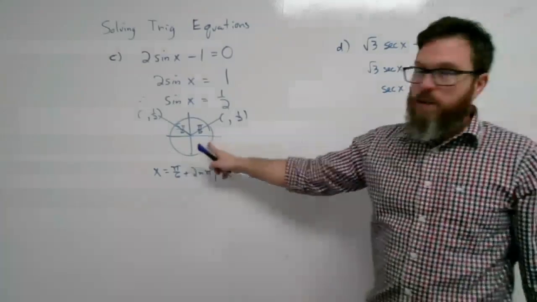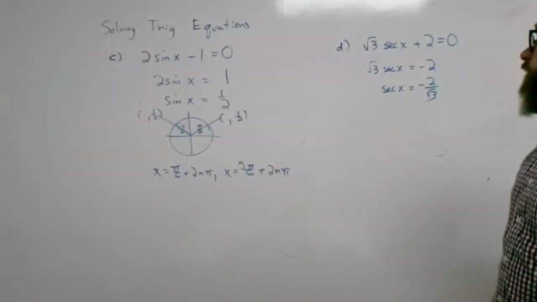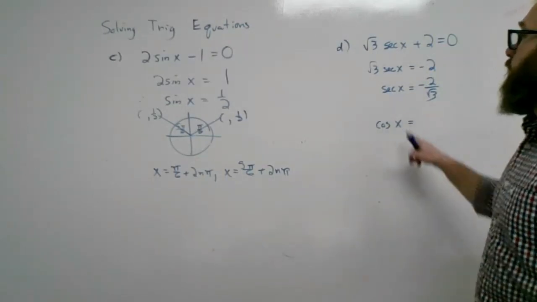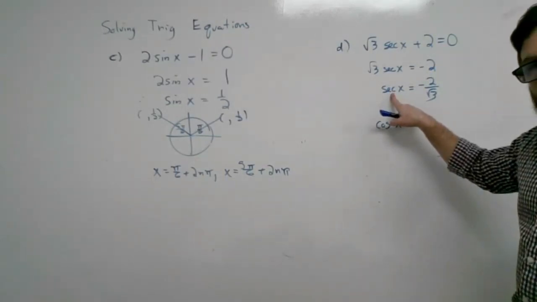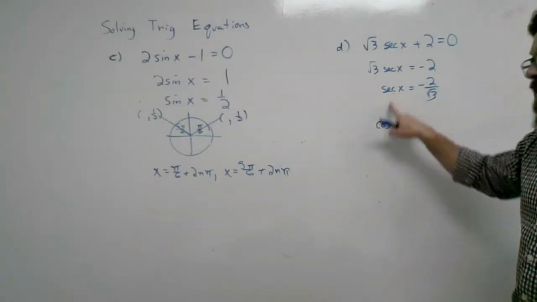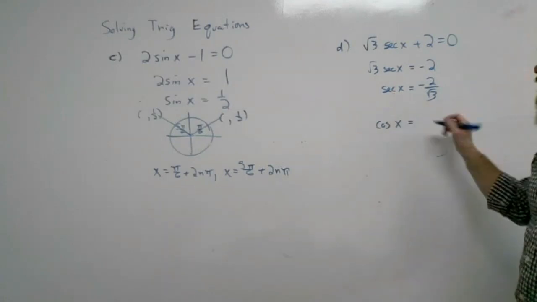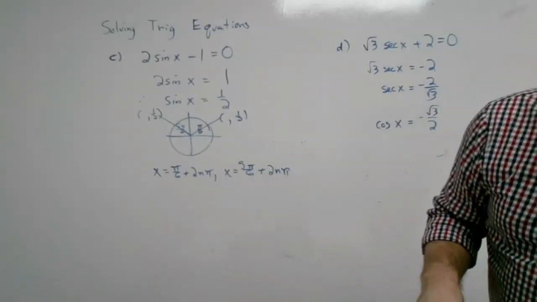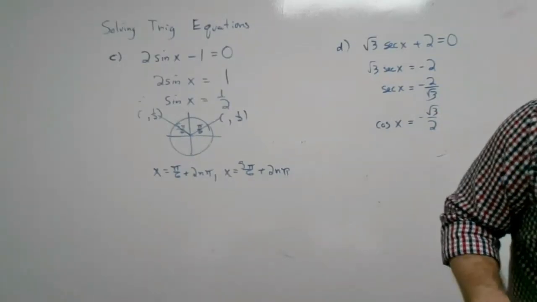Now our unit circle gives you values for sine and cosine, so it'd be better to use the reciprocal function, which is the cosine function. Remember, this is 1 over the cosine. So if I flip this to give you cosine, you're going to have to take the reciprocal of this as well. So minus root 3 over 2.